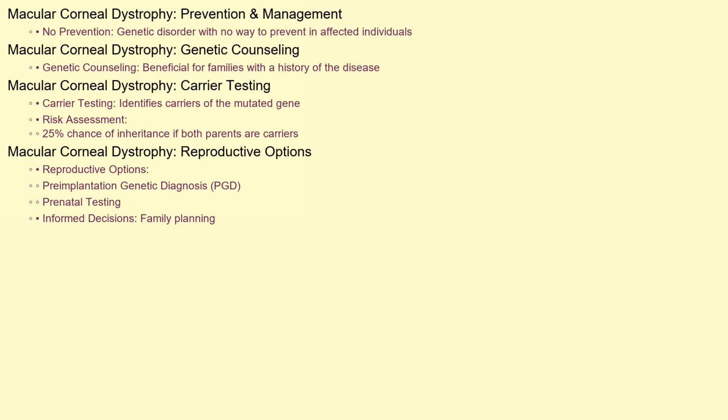Since macular corneal dystrophy is a genetic disorder, there is no known way to prevent it from occurring in an individual who has inherited the mutated genes. However, genetic counseling and carrier testing can be beneficial for families with a history of the disease. Carrier testing can identify individuals who carry one copy of the mutated gene and are therefore at risk of passing it on to their children. If both parents are carriers, there is a 25% chance with each pregnancy that their child will inherit the disorder. Genetic counseling can provide information about the risks of inheritance and available reproductive options, such as preimplantation genetic diagnosis, PGD, or prenatal testing, allowing informed decisions about family planning.